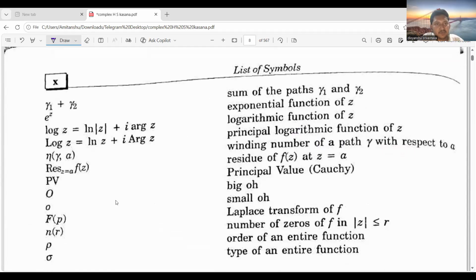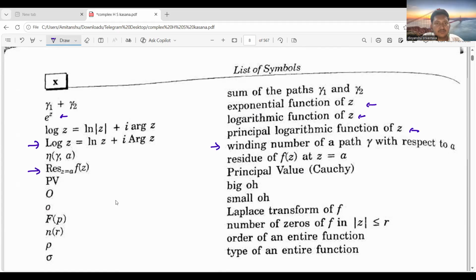And here is gamma 1 plus gamma 2, the sum of paths gamma 1, gamma 2. e to the power z is your exponential function of z. Log z is ln|z| plus i arg z, that is your logarithmic function of z. Log with a capital L is the principal logarithmic function of z. Okay. n(gamma, alpha) will be the winding number of a path gamma with respect to alpha.